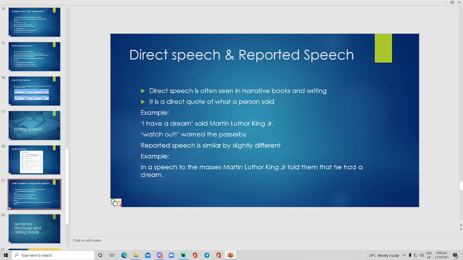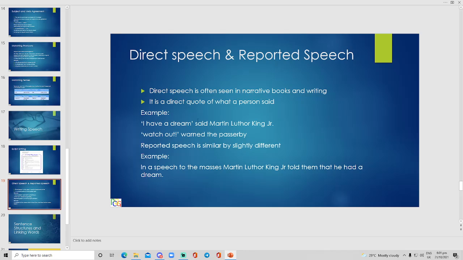So if I was reading that in a narrative book, that's exactly how it would be. I would quote what the person said and then say who said it by using the word said. Also, in the example I have here, "Watch out," warned the passerby. So again, I quoted what the passerby said and then said it was said by the passerby. But I didn't use said in this case. I just say warned, right?